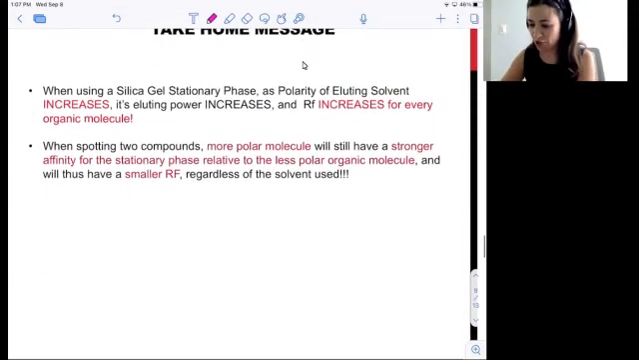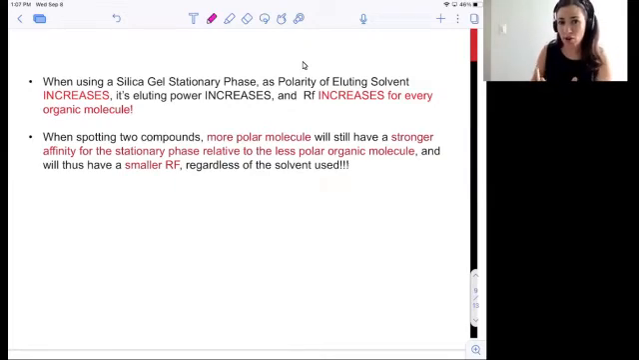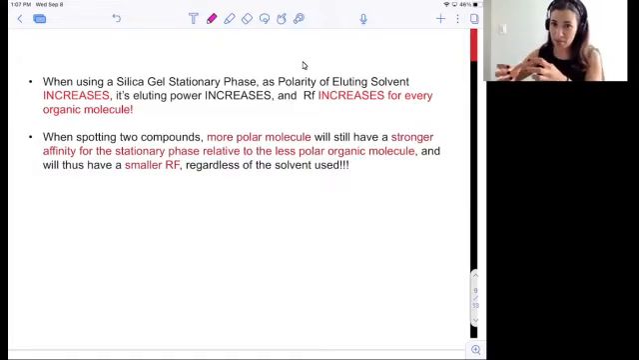So as a take-home message, a couple of important things when predicting what you expect to see on a TLC plate. As the polarity of eluting solvent increases, its power to move molecules increases. And so the RF of all organic molecules will go up relative to conditions where a less polar mobile phase was used. When spotting two compounds, we expect the more polar molecule to interact more strongly with the polar silica gel, and thus it will spend more time adhering to that surface, and it will not travel as far up the plate.